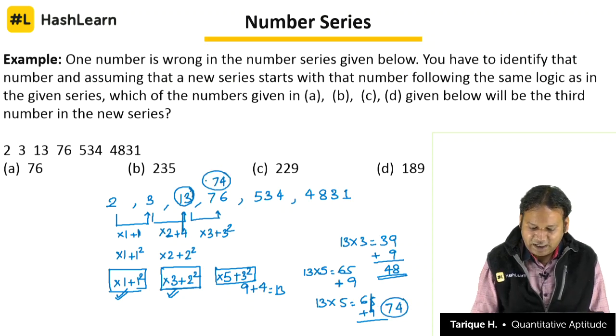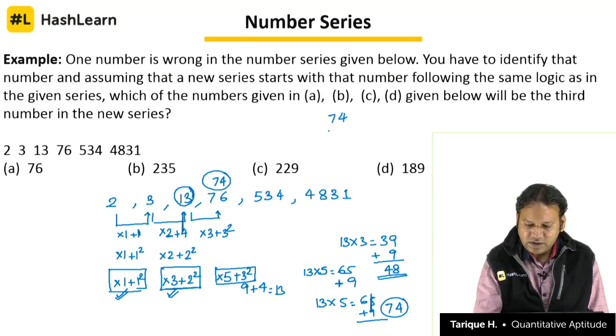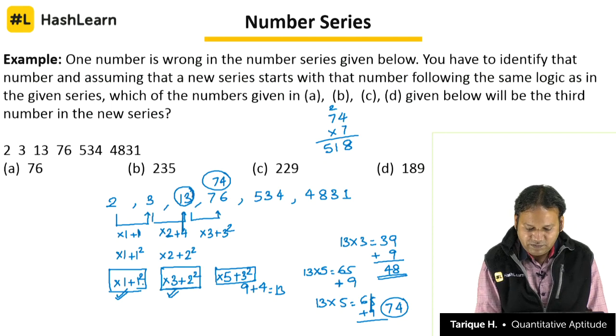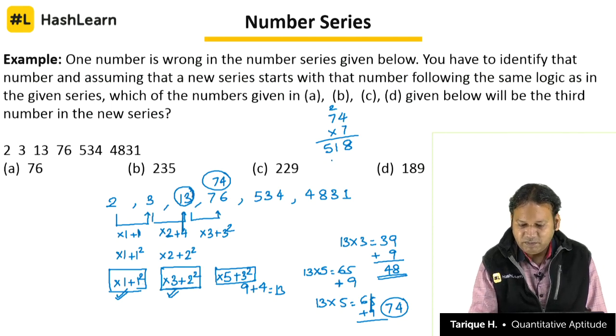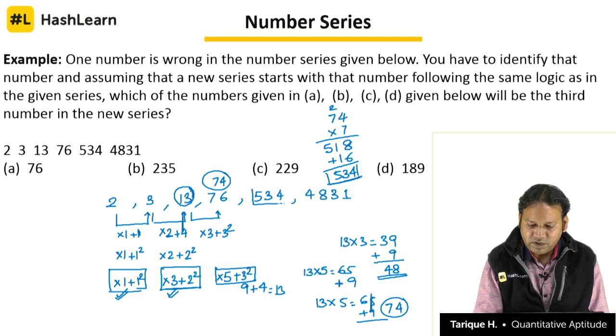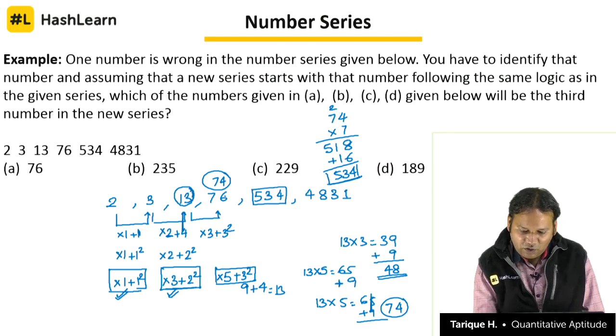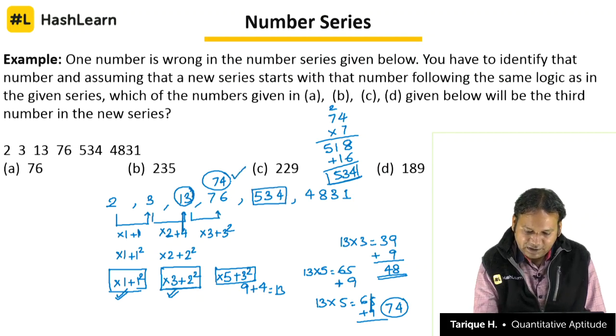And if we try the same thing, into 5, 74, into 7, 7 into 4, 28, 2 in hand, 7 sevens are 49 plus 2, 518, plus 1 square plus 2 square plus 3 square plus 4 square, 16, and that gives you 534, and that is exactly the number which we have here. That means the right number is 74, the wrong number is 76.